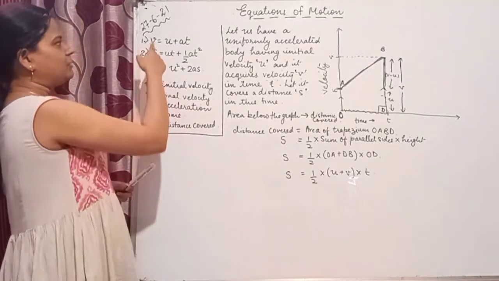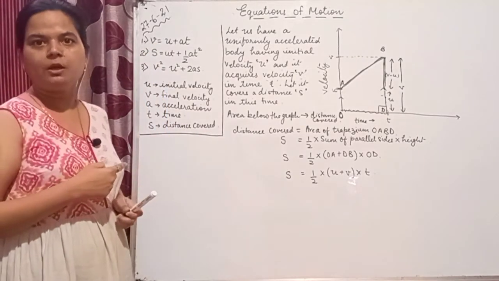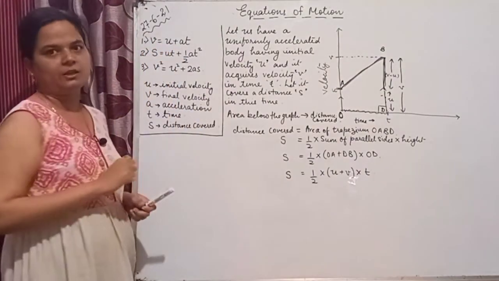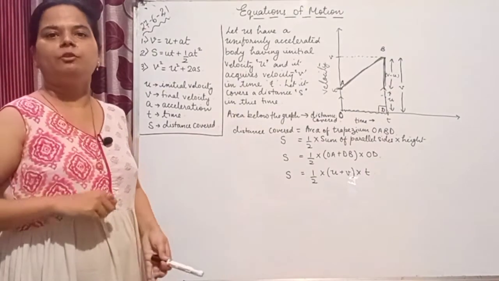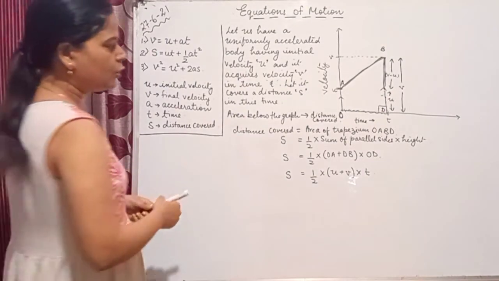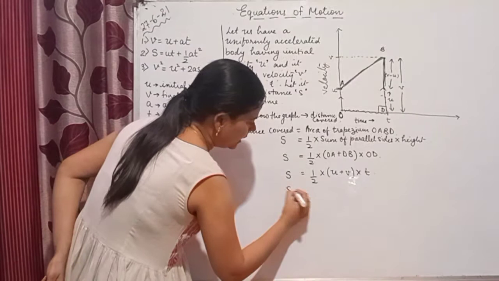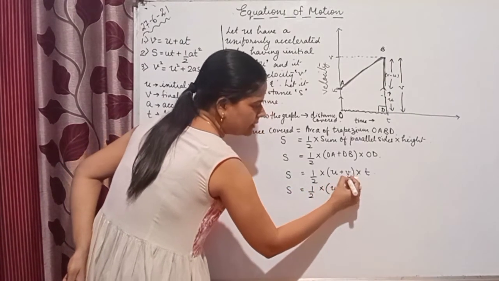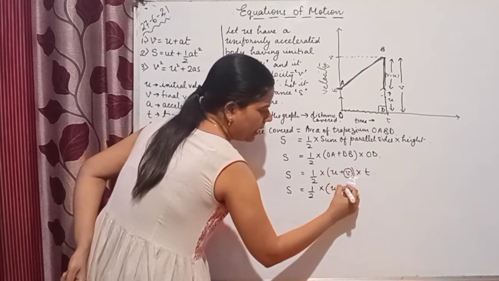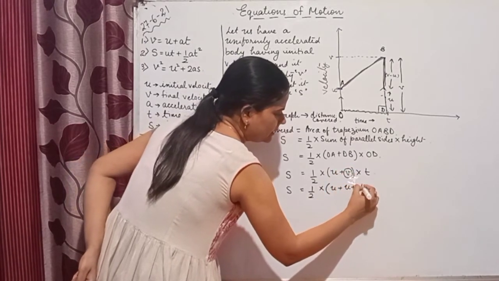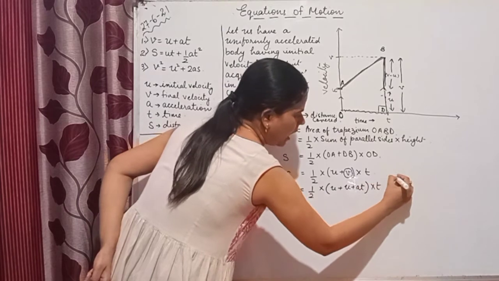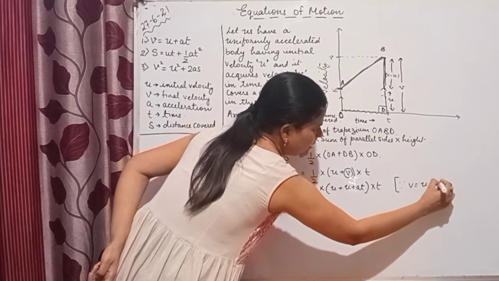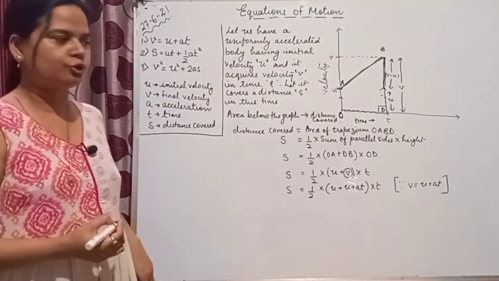We are going to replace V from the first equation of motion. The first equation of motion says that V is equal to U plus AT. So instead of V, we will be placing U plus AT. So S will be equal to 1 by 2 into U plus, instead of V, I have placed U plus AT, into T. How? Because V is equal to U plus AT from the first equation of motion.